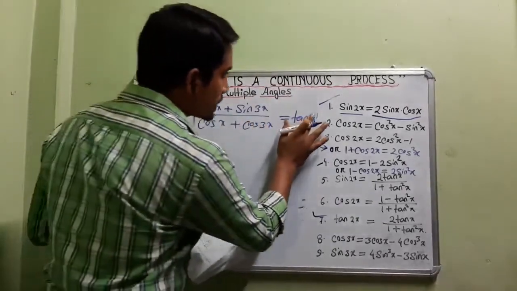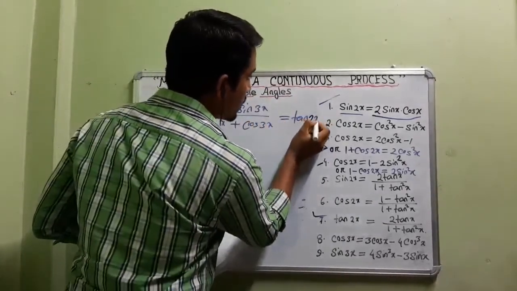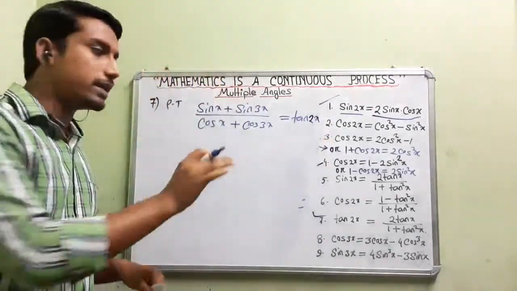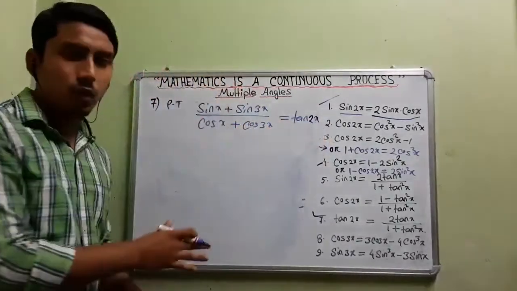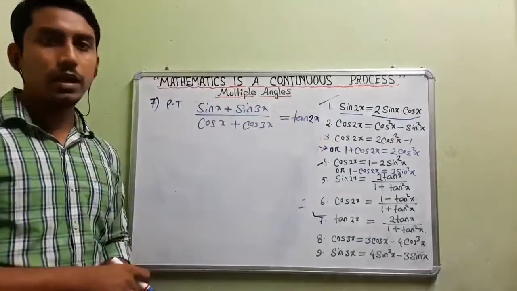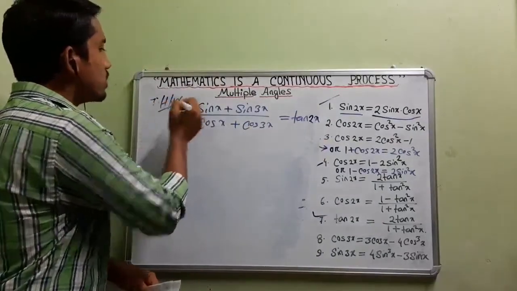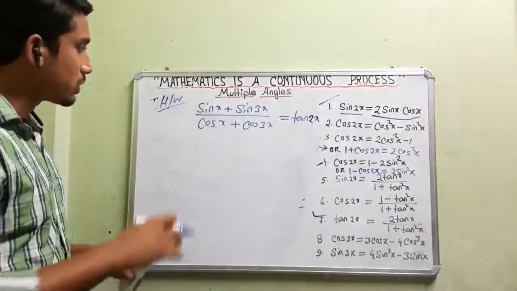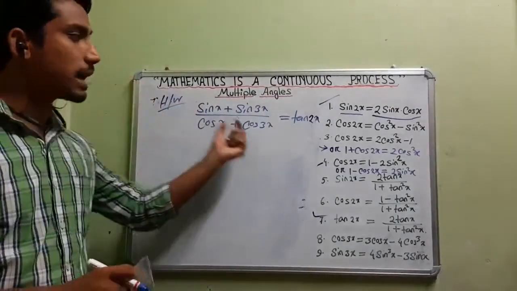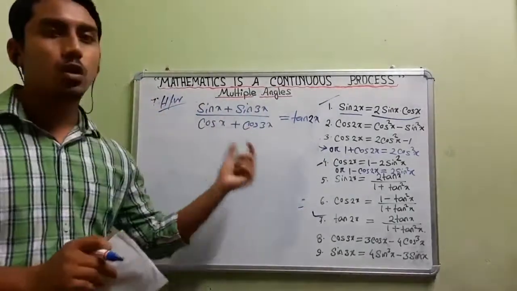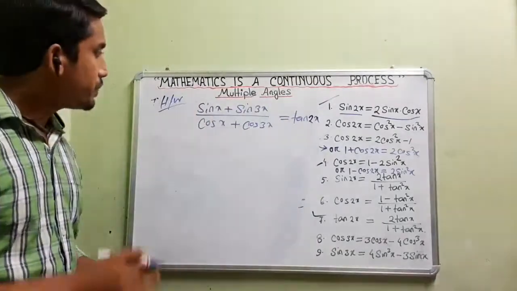That is not 10x, that is tan 2x. We are supposed to prove tan 2x, and you will get that. If you break it with the formulas, you will directly get this one. Very easy problem. Do it as homework. So this is the question: in the numerator we take sin C plus sin D, and in the denominator we take cos C plus cos D.